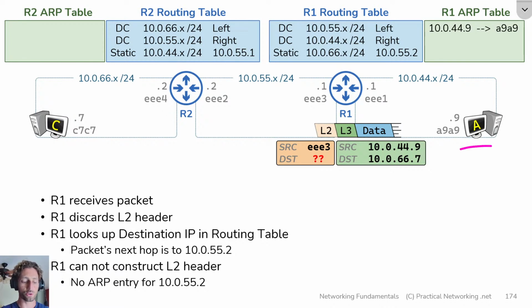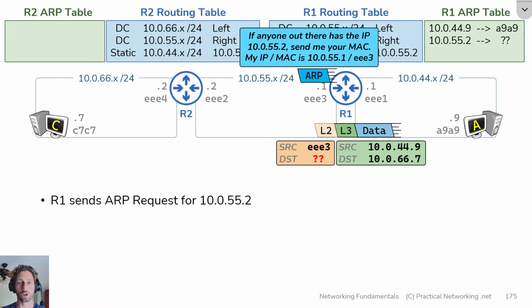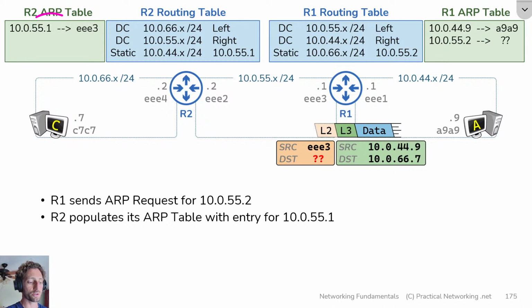Therefore, just like the host, the router is going to have to do ARP in order to resolve the MAC address for 10.0.55.2. So R1 is going to shoot out an ARP request asking for the MAC address that correlates to 10.0.55.2. It's going to include its own ARP mapping in the ARP request. That's going to be sent out on the wire. Once R2 receives it, R2 is going to learn the MAC address mapping for the sender, in this case R1. R2 learned that the IP address 10.0.55.1 maps to the MAC address EEE3.